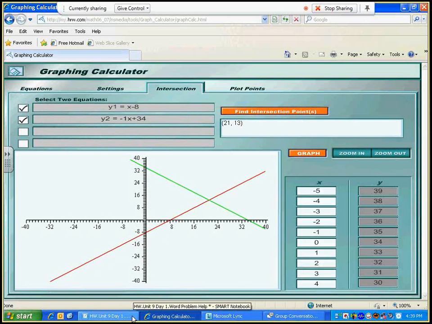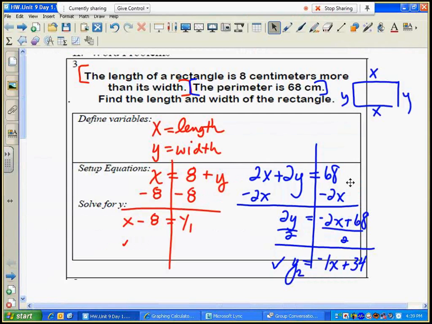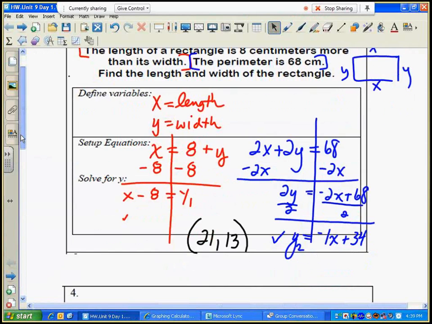Let's use that back at our problem. Okay, so as we go back over here, you show me all your work. You solved for y. You did all the lion's share here of the work. Just write in 21, 13. Close her up. There you go. That's telling me that your x value, the length, is 21, and the y value, the width value, is 13. Okay, next one.